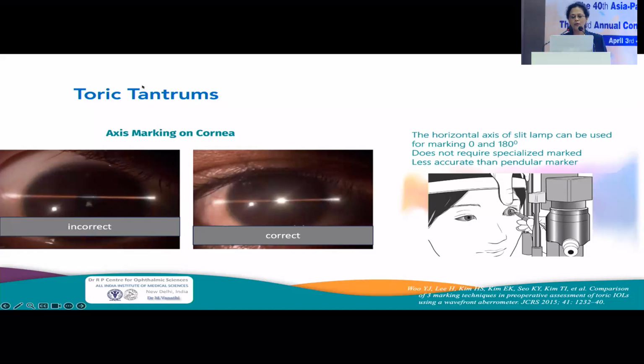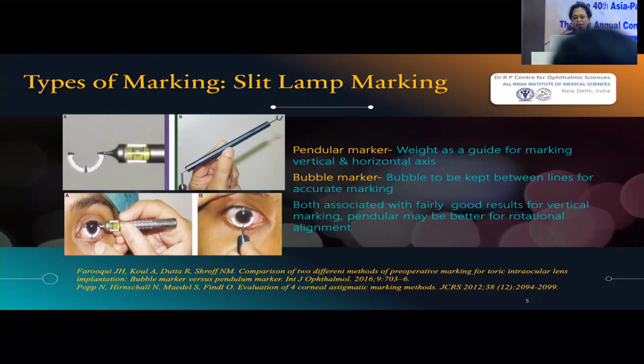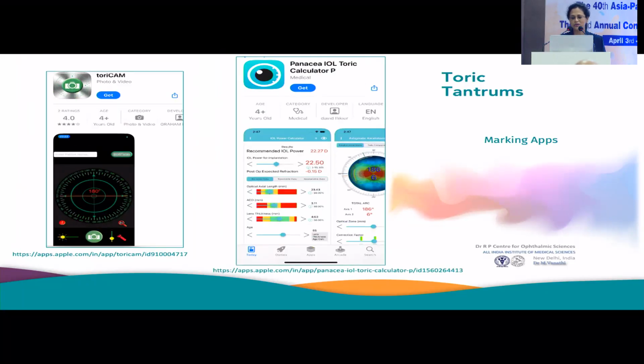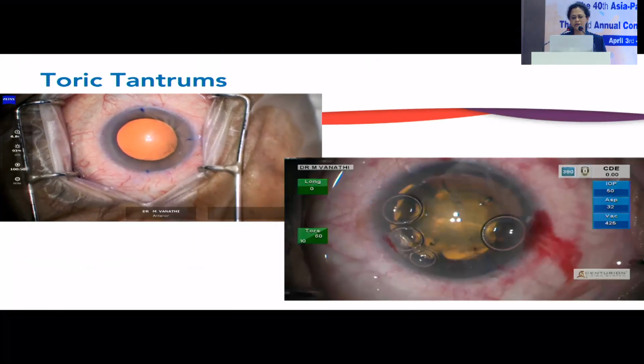Please remember, one improper method of aligning your axis marking is here, when it's not passing through the center of the pupil. So correct estimation of the slit lamp guide is important, so that you mark accurately in these patients. These are the common errors. Some pictures of the bubbles. You do have apps which can help you and guide you for toric implantations and for marking as well. These are some of the apps, but I don't personally use them.